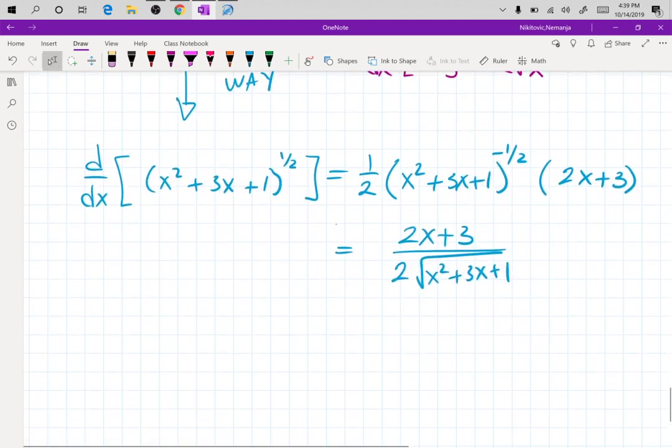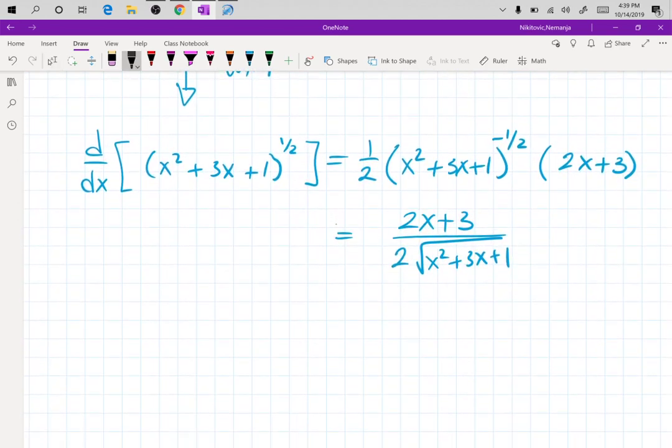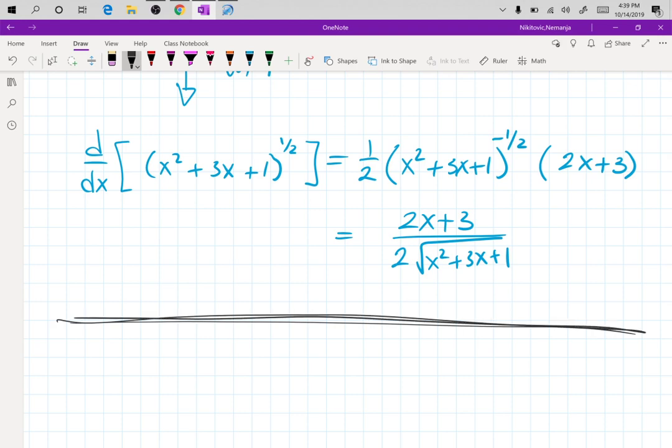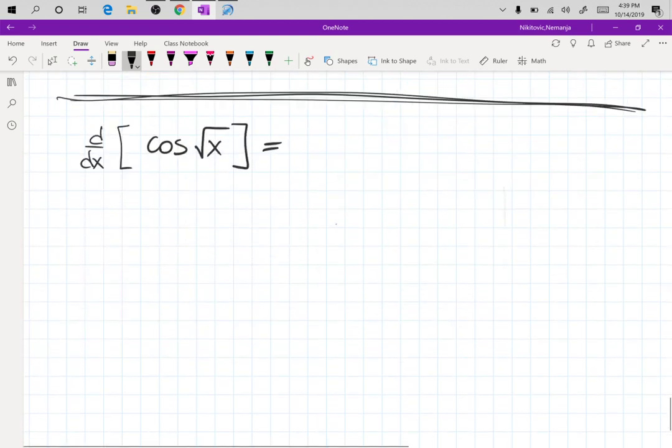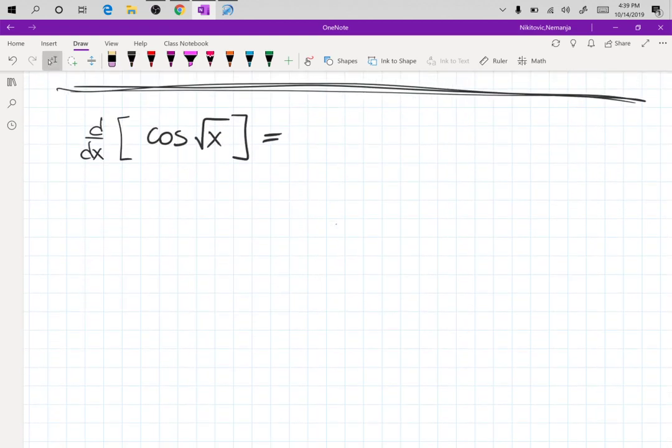Okay, what else? For the chain rule, the derivative of cosine of square root of x. Let's see how you're going to work that one out.